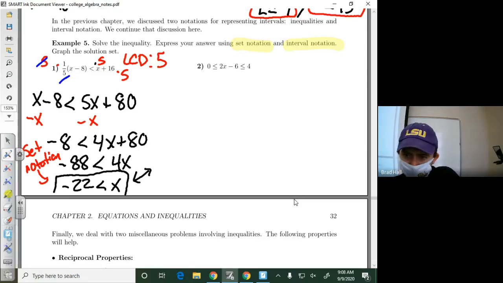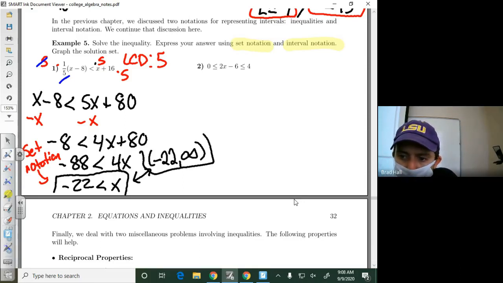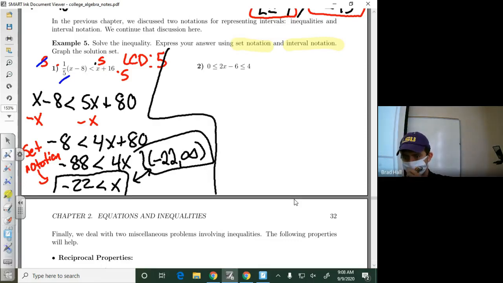In interval notation, this is what we talked about before. So that would be negative 22 to positive infinity. Of course, that would be interval notation, because x is greater than negative 22. So greater as in it goes to positive infinity. Does anyone have any questions about this?